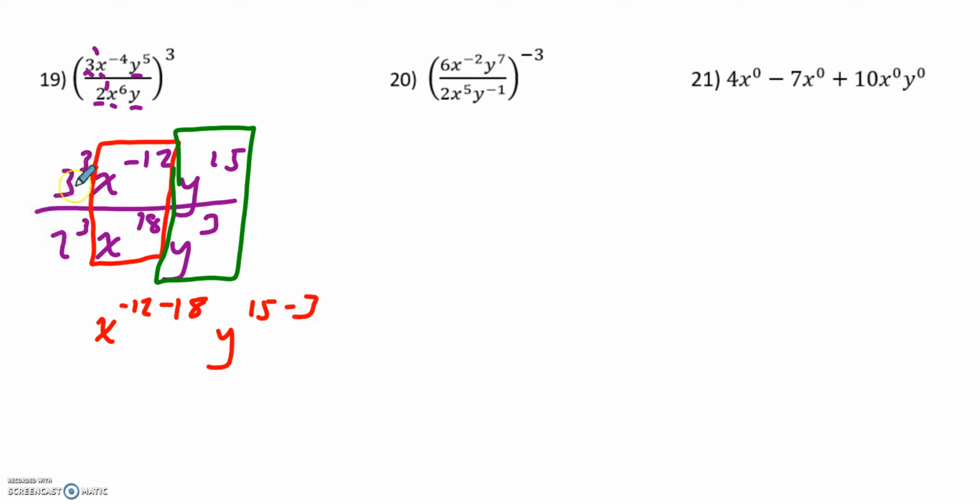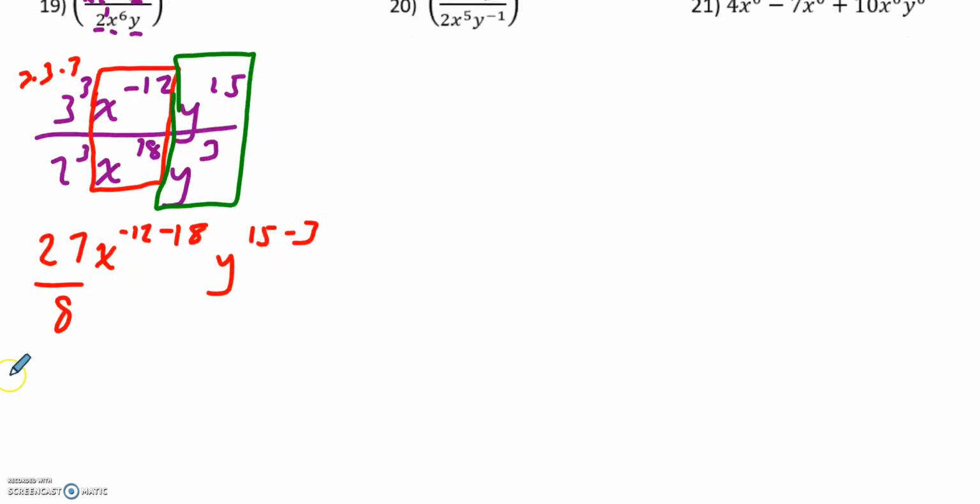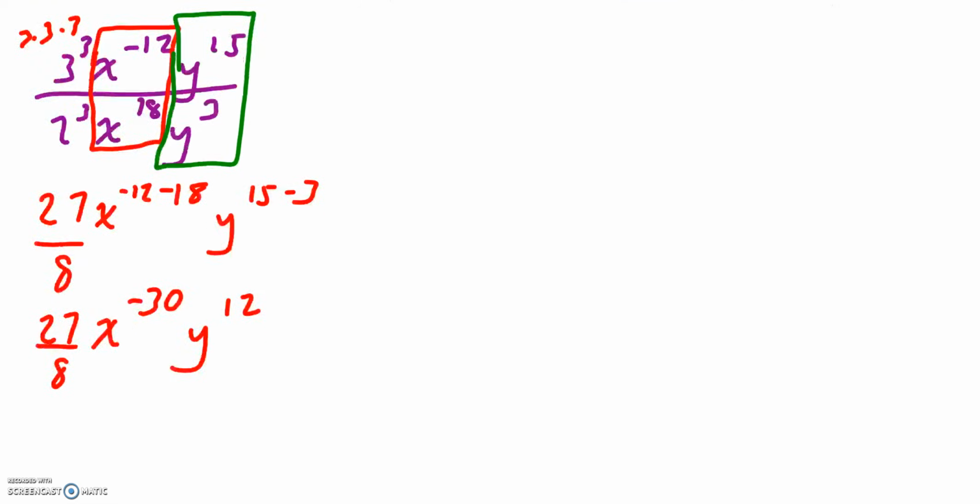If I now wonder about the numbers, 3 to the third is not 9, it's 3 times 3 times 3, which is 27. And then 2 to the third is not 6, it is 2 times 2 times 2, which is 8. So far I have 27 over 8, x to the negative 30th power, y to the 12th power.